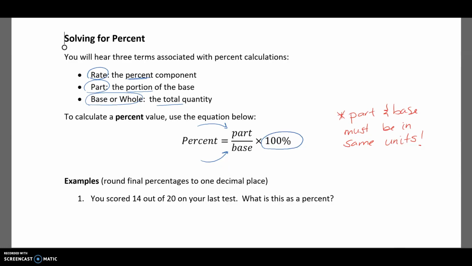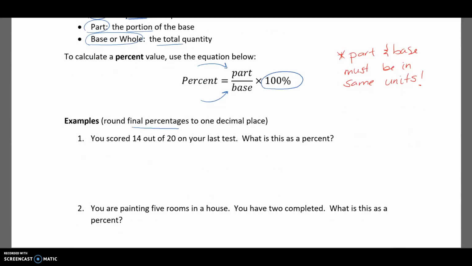Let's work on some simple percent calculations. We'll round our final percentages to 1 decimal place. If we score 14 out of 20 on a test, let's calculate this as a percent. We'll write out the equation first. Percent is equal to the part over the base times 100%.